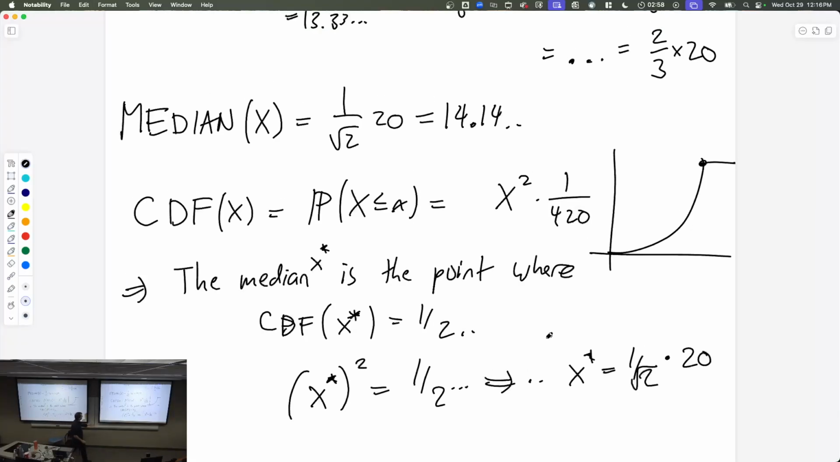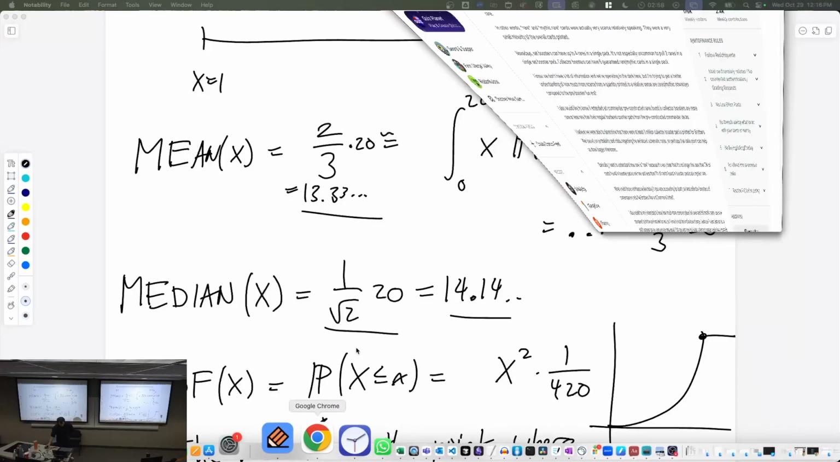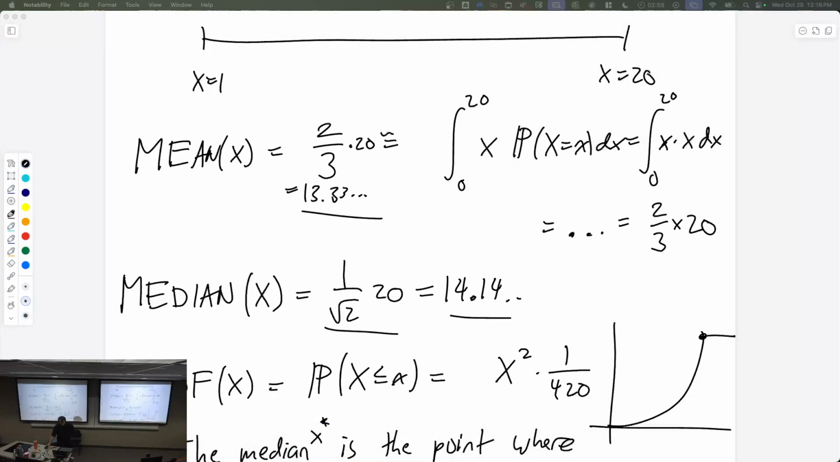So when you do the cumulative, you get an x squared, and you take the median, you are solving x squared equals 1/2. When you do the mean, you're just averaging, you're integrating it. So you integrate up this x squared to get this 2/3. And that is where the difference between the mean and the median comes from. In this problem, the median is a smidge higher than the mean. The median is like 14, whereas the mean is like 13. All right, great. Those are the two options. Now the question is, which one do we actually want?